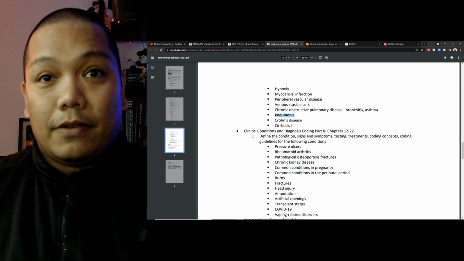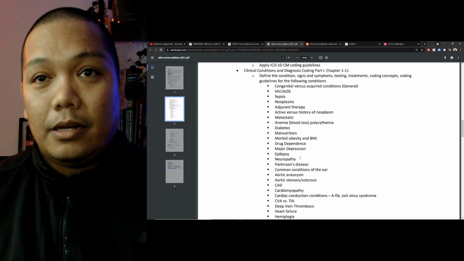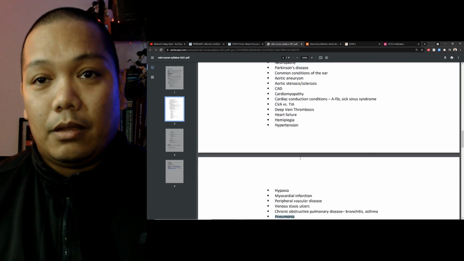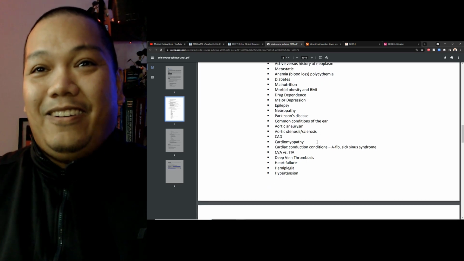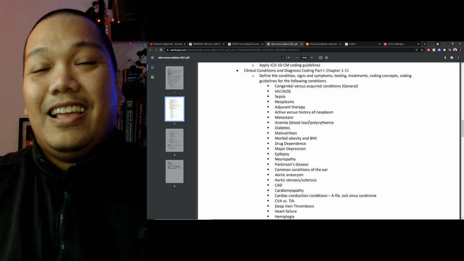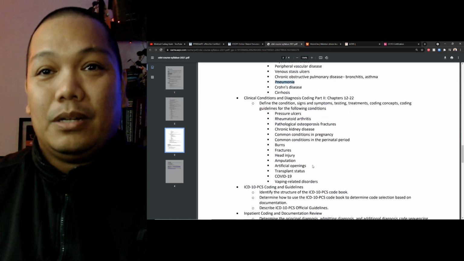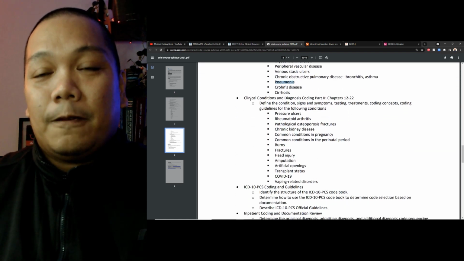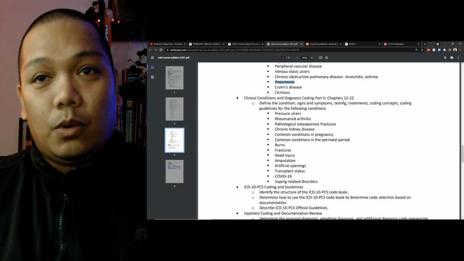Is there hepatic encephalopathy, which they did not add in here? Why didn't they add in encephalopathy? Oh boy. They should add in, by the way, guys, add in encephalopathy. I don't know why this is not discussed here. Encephalopathy should be on that list and be tested. Oh no. Oh geez. Anyways, define conditions, signs and symptoms, testing, treatment for the following for chapters 12 to 22.